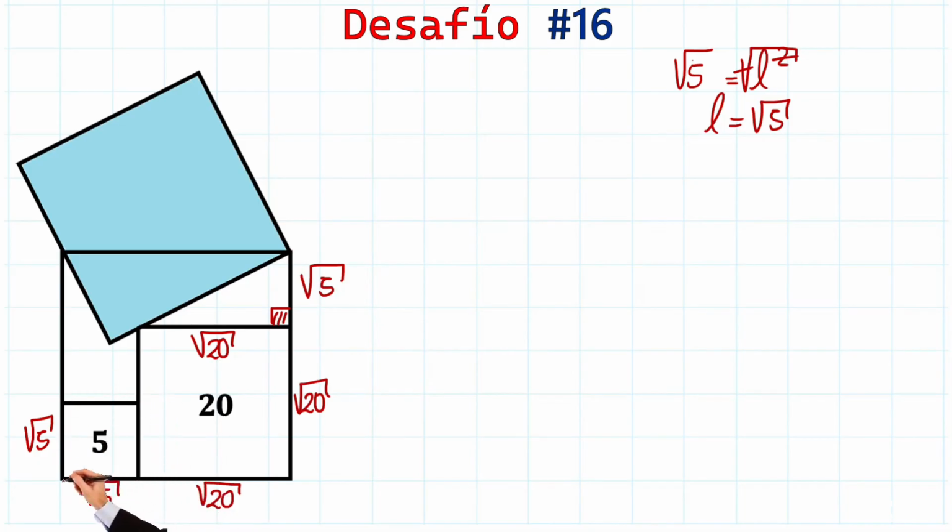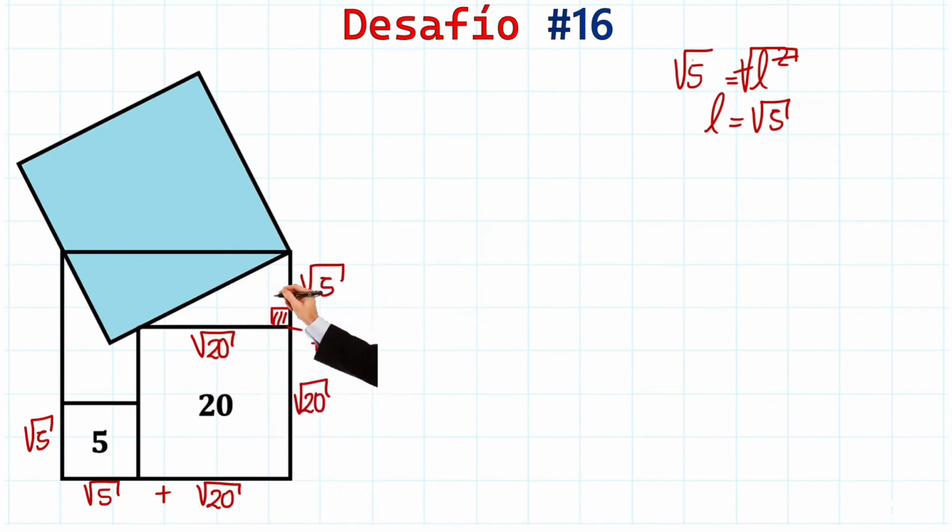Look, the side of the big square is the square root of 5 plus the square root of 20. Since we already have the square root of 20 here, we're missing this part, which must be the square root of 5 because it's a square and all its sides are equal. Everything clear so far, right? You haven't gotten lost and we're all correct.